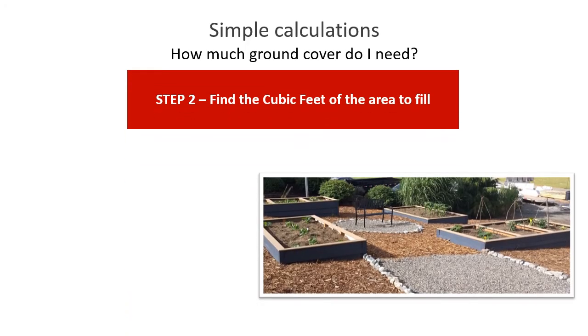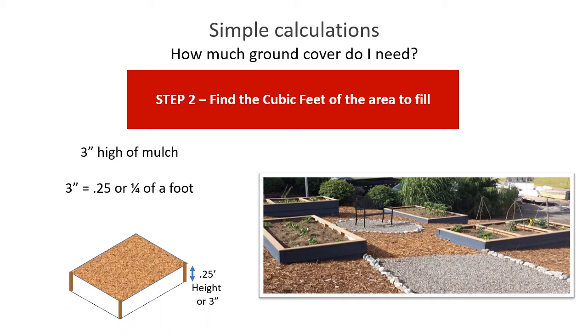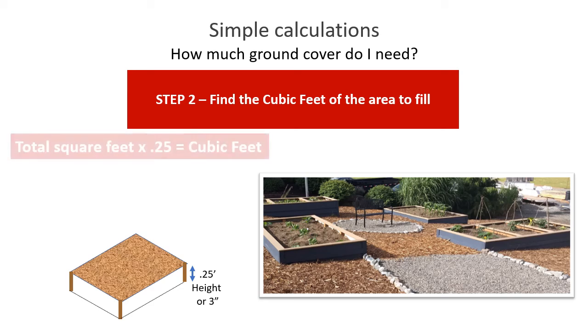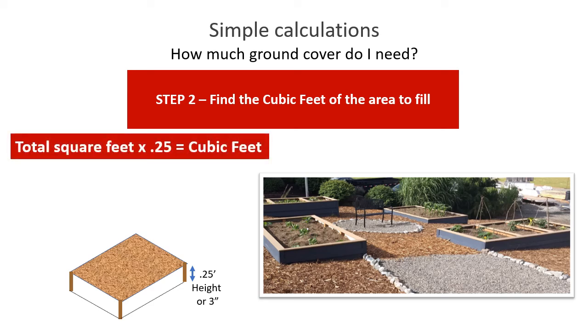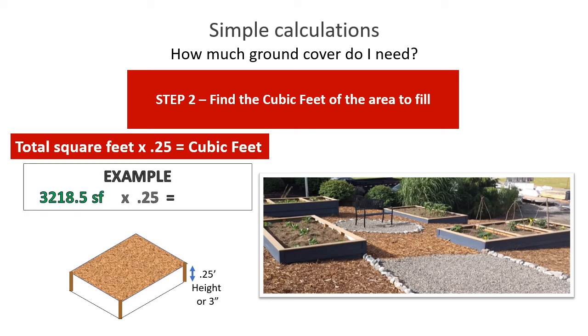Just like our gravel example in step 2, we will find cubic feet by taking the 3-inch height that we want our ground cover to be and convert it to feet. 3 inches equals 0.25 or 1/4 of a foot. Multiply our total square feet by 0.25 to get the cubic feet. Our example, 3,218.5 square feet times 0.25 is 804.5 cubic feet.